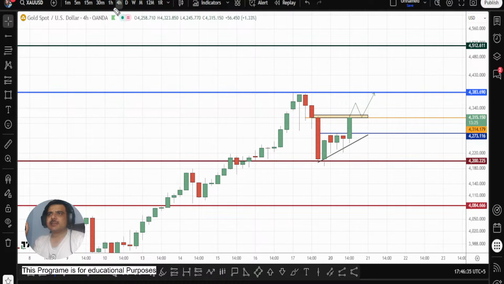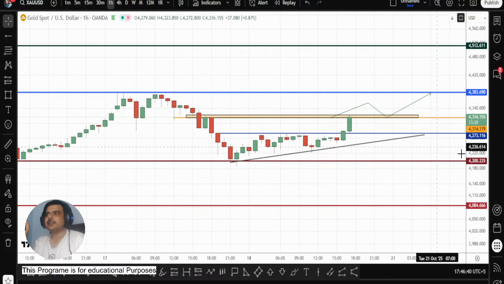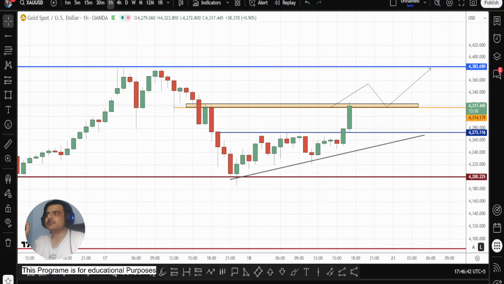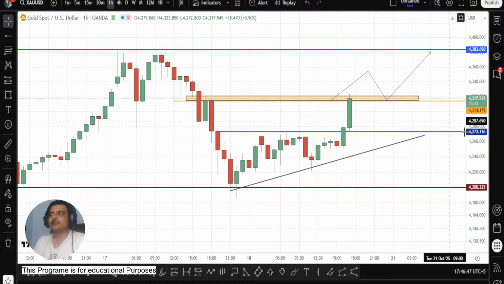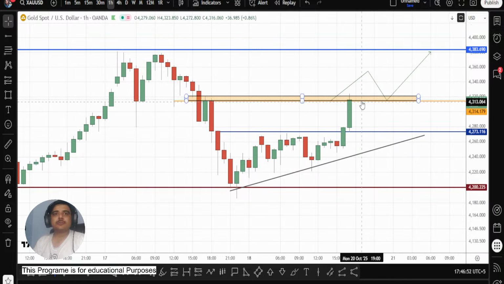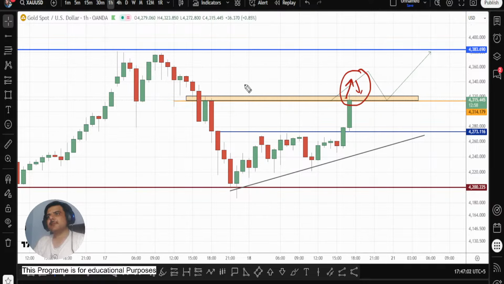But yes, this is on the H4. If we see a little bit on the H1, the situation is also like this. See, even on the H1 we haven't got a close, and in 13 minutes this candle will close. So ideally if it closes above this level, then we can say that we have got a BOS, break of structure.